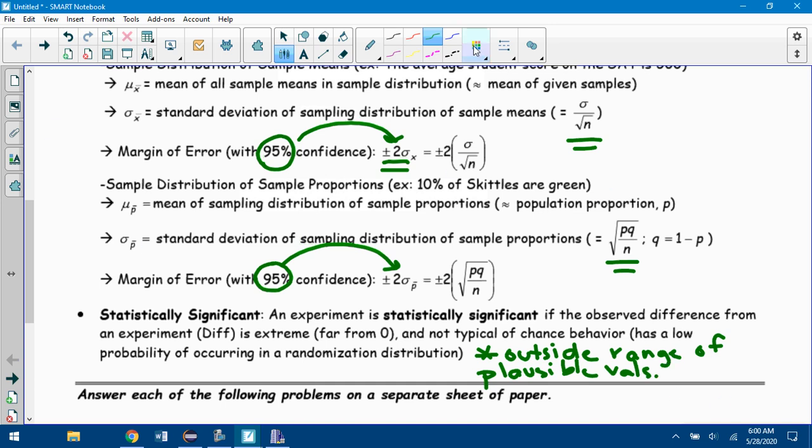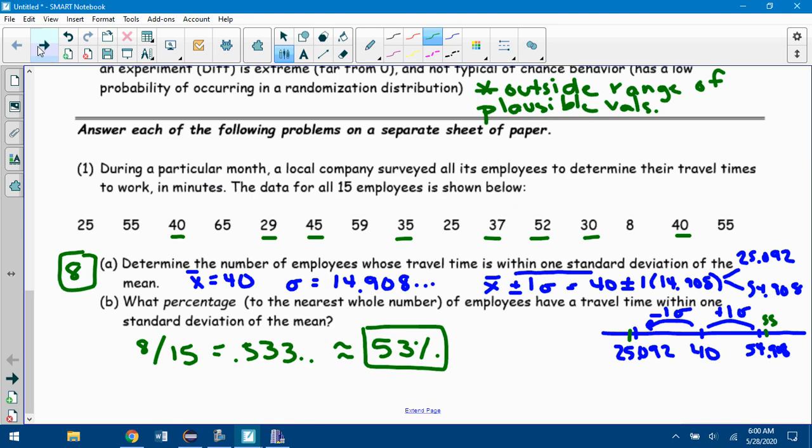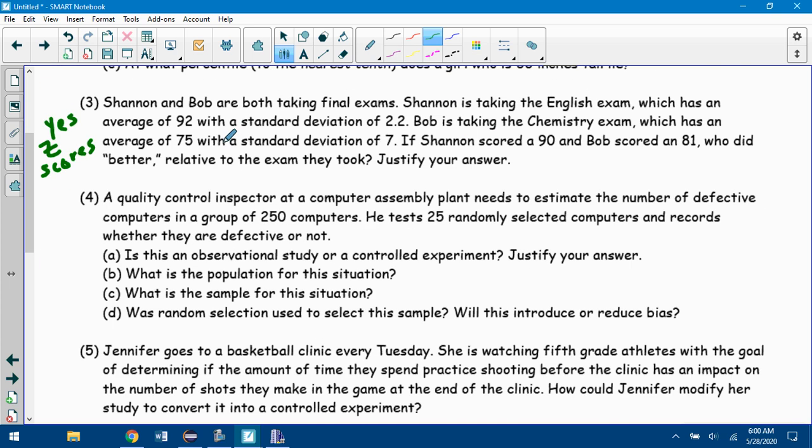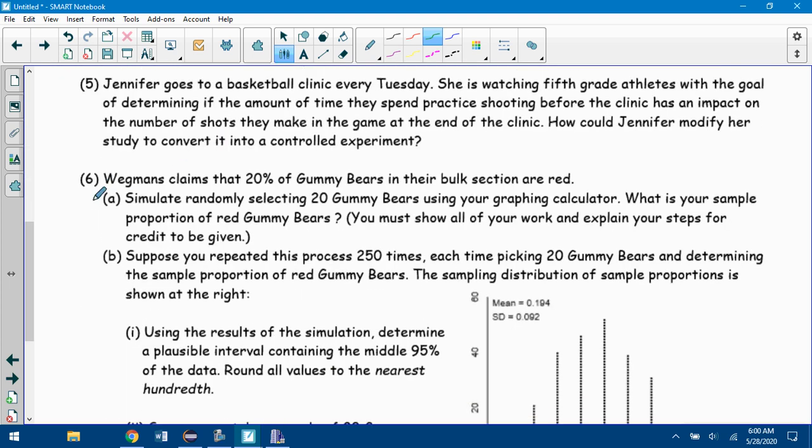All right, we've been doing questions like this over and over, so I don't think you really need practice with this. As I was looking at the review sheet, the only other question that I thought might be worth going over is part A of number 6, because it's been a while since you've done this.